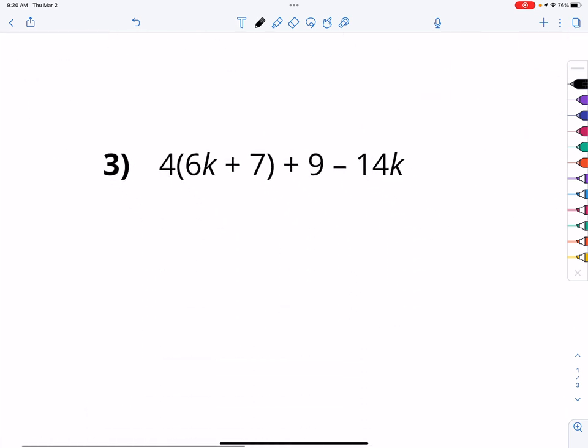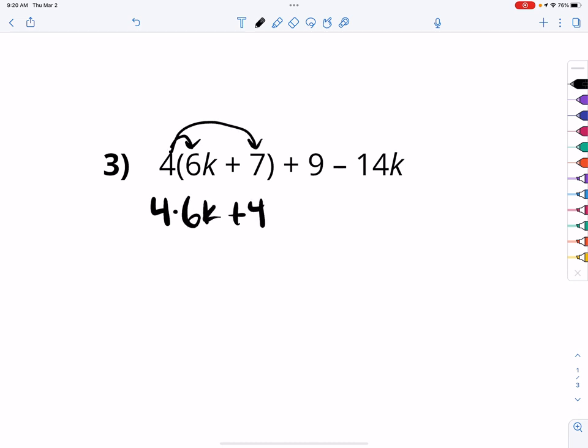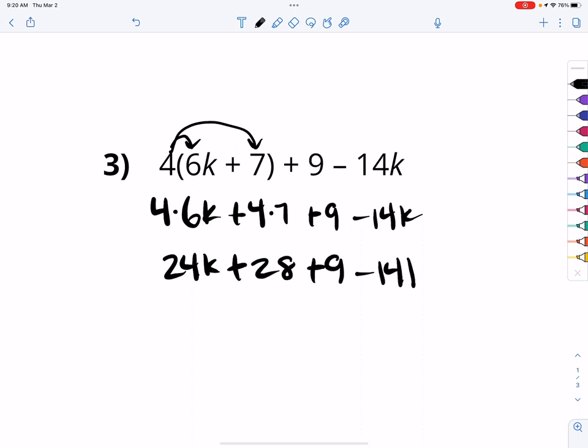Number 3 looks similar to number 2 in that we have to do some multiplication first, and then we can combine like terms. So 4 times 6k plus 4 times 7 plus 9 minus 14k. Now we do our multiplication. 4 times 6 is 24k plus 28 plus 9 minus 14k.